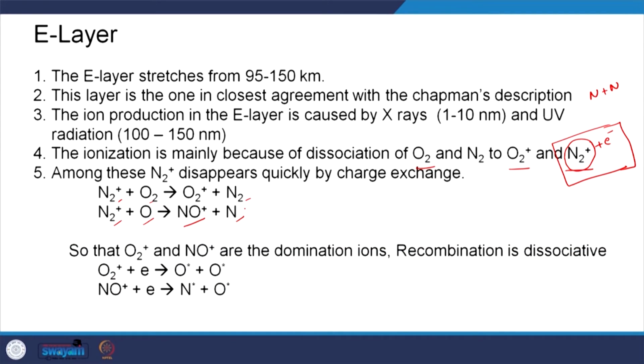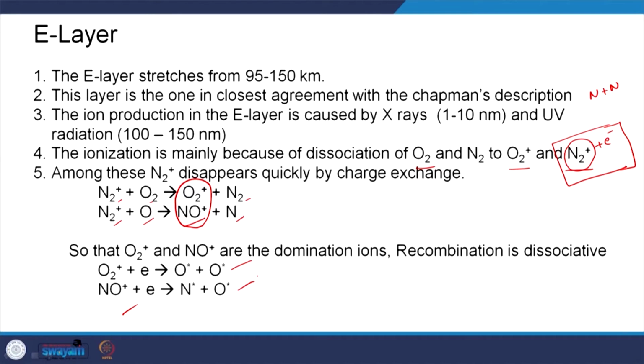So now this gives you the availability of these two molecular species, O2 plus and NO plus. O2 plus and NO plus are the dominant ions, which can recombine very fast with the electron, giving you neutral excited atoms. Right. So now we have seen the D layer and E layer. The D layer is the bottommost layer, and the E layer is the layer above the D layer.